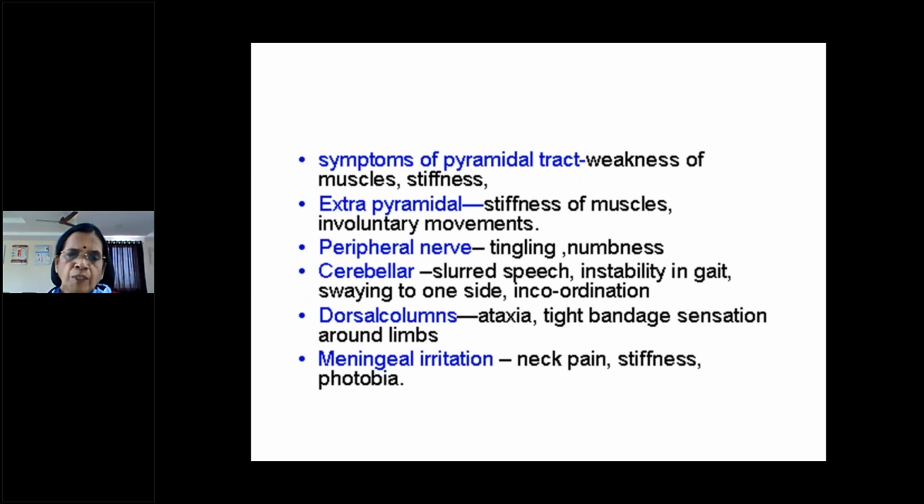Now the signs of meningeal irritation. If the meningeal irritation is due to infective etiology, the patient can have fever, headache, and vomiting, associated with neck pain, stiffness of the neck, and photophobia. This is common with infective causes, either tuberculous meningitis, pyogenic meningitis, or viral meningitis. These are the symptoms common in infective etiology.